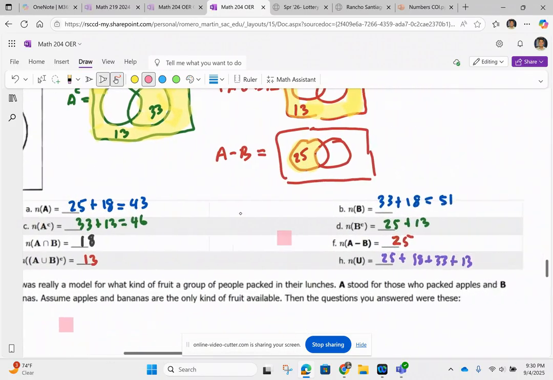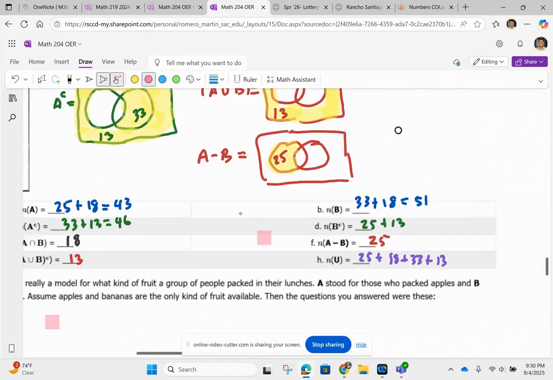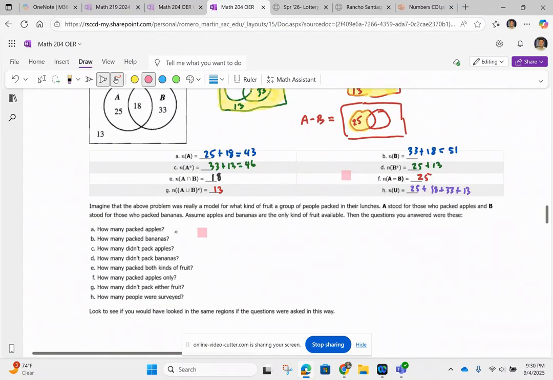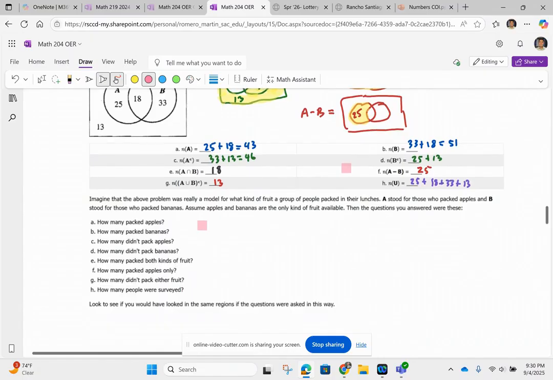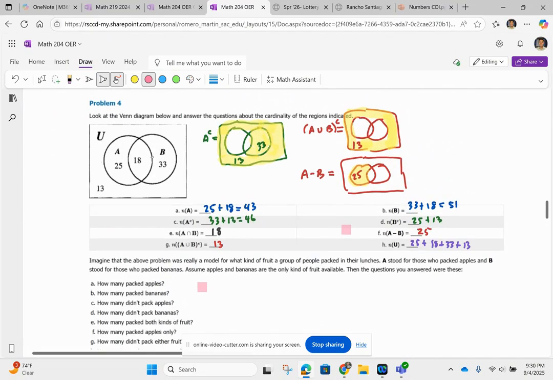So take a look at the solutions I have here, compare them to here, and hopefully you'll see, again, the notation matches up with the real world problem based on these sets here.